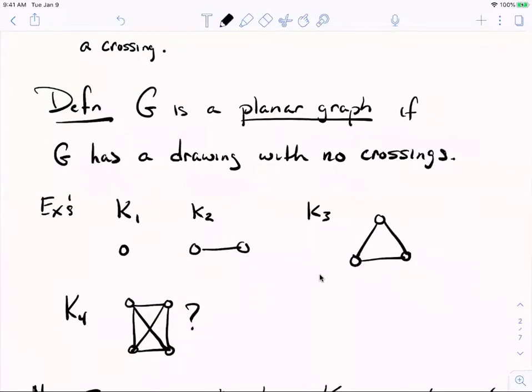But it's possible to redraw K4. You can probably see pretty quickly we don't have to draw lines as straight edges, although there's actually a theorem that says you always can if you have a planar graph. But we can connect these last two vertices like that, for example. That's also a rendering of K4.